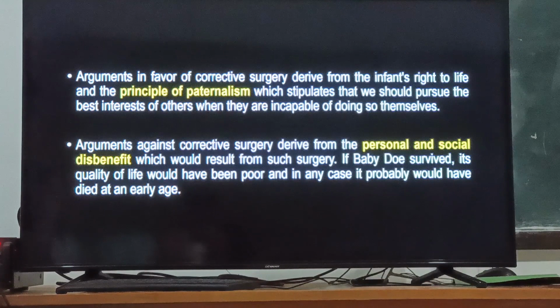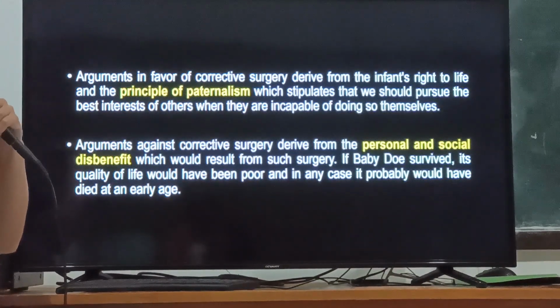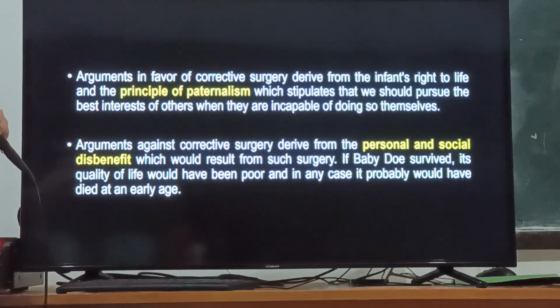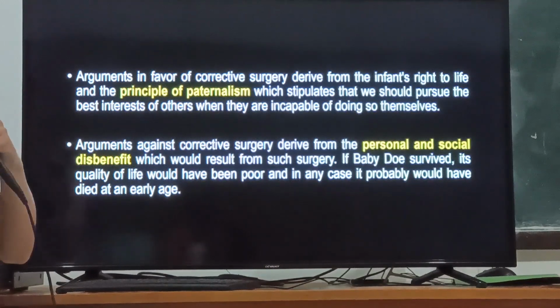And doctors have the duty to perform corrective surgery, or they have the principle of paternalism. While arguments against corrective surgery derive from personal and social disbenefit, which would result from such surgery. If Baby Doe survived, its quality of life would have been poor, and in any case, it probably would have died at an early age.